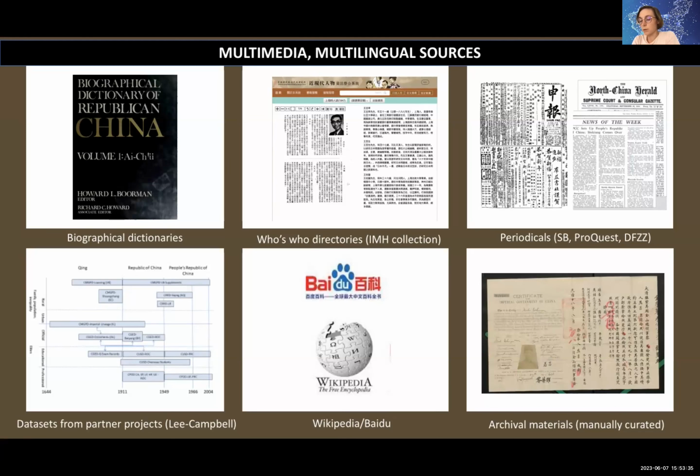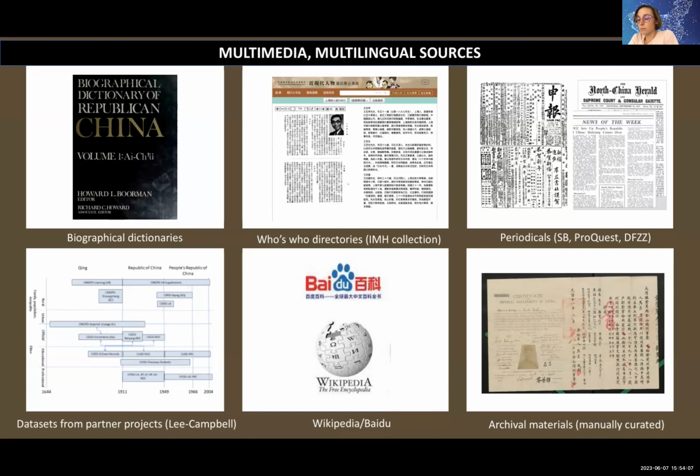Another major group of sources we use, and I think this makes the originality of this project, are newspapers and periodicals: large collections of newspapers, particularly the Shenbao, the North China Herald and the Progress collections of English language periodicals, and the Dongfang Zazhi. For my project more specifically, I also relied on student journals, such as the Chinese Students Monthly, which was the largest periodical published by Chinese students in the United States.